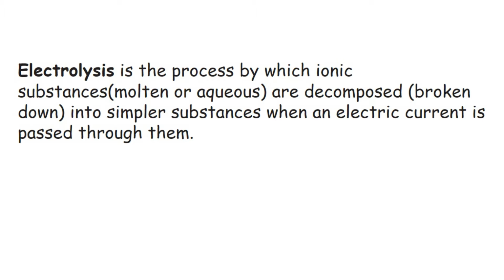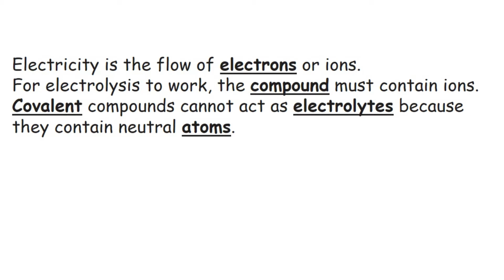First of all, electrolysis. Electrolysis is the process by which ionic substances are decomposed or broken down into simpler substances when an electric current is passed through them. So remember, ionic substances should be in molten or in aqueous state. Only then they can decompose into their simpler ions when electricity is passed through them.